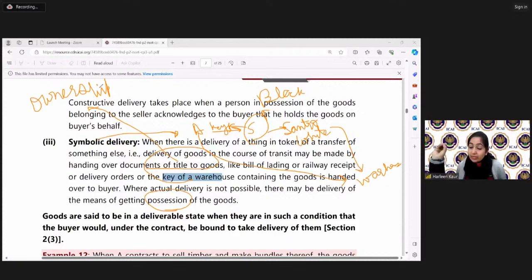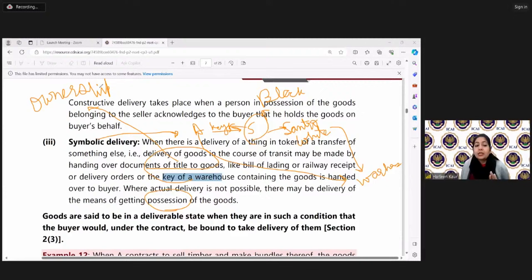Have you clearly understood actual delivery? I drove the car, I gave it to your doorstep, I gave you the keys, here is your car, actual delivery has taken place. I told you the car is in the warehouse, I've given you the keys of the warehouse, go and get it collected, symbolic delivery. I have given you the document of title to goods, whether it is a bill of lading or railway receipt, we will talk about all of these separately, but you understood the document: I gave you the bill for it, so I have made symbolic delivery.